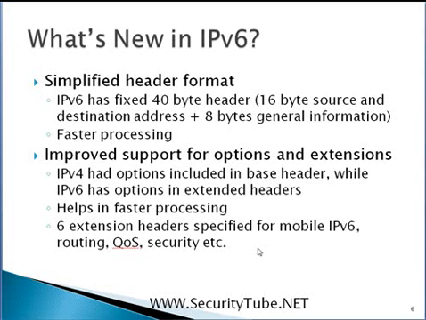The next important feature is improved support for options and extensions. In IPv4, yes, the options were there, but the options were an inherent part of the IPv4 header itself. In IPv6, the options are included as extension headers. So IPv6 has options in extension headers. They help speed up the processing, so faster processing is possible. Six extension headers are defined as of now. They are for mobile IPv6, routing, QoS, security, and so on.